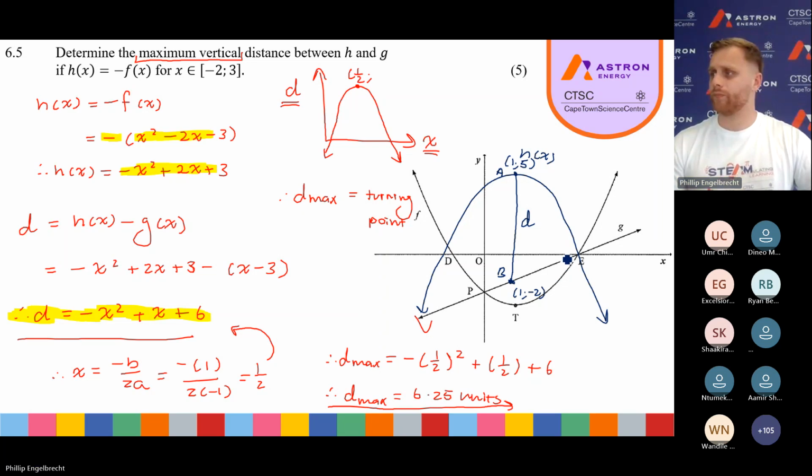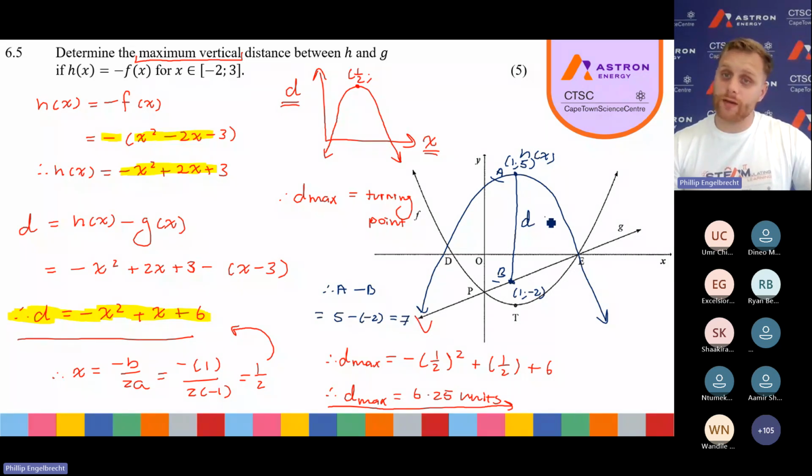Okay? So how do you find it? You simply take the top minus the bottom. So that becomes A minus B, which is equal to 5 minus -2, which becomes 5 plus 2, which is 7. So the distance between A and B is 7 units, okay? So I think you guys understand that. It's the top minus the bottom.